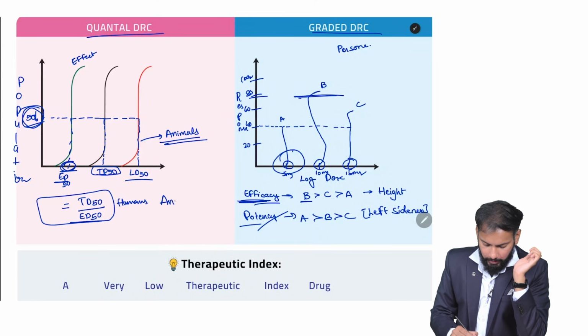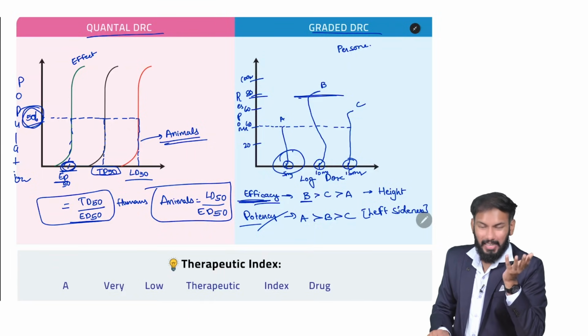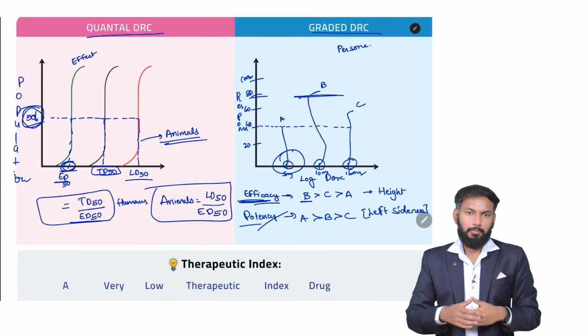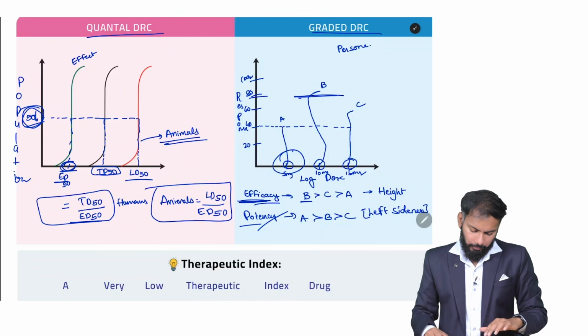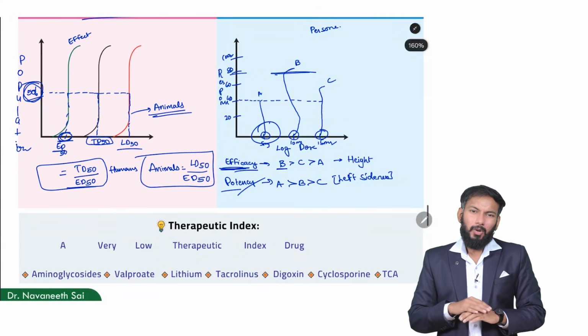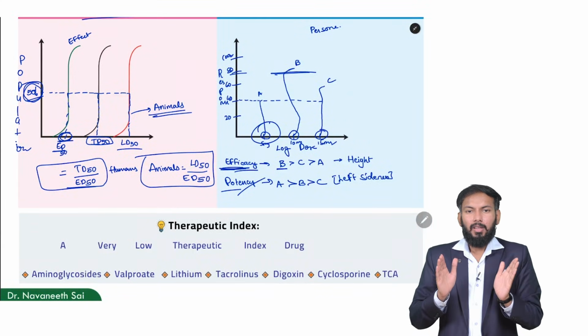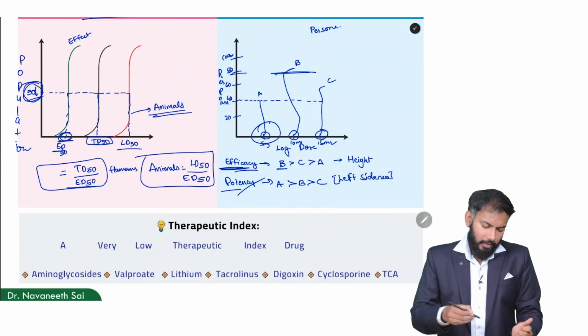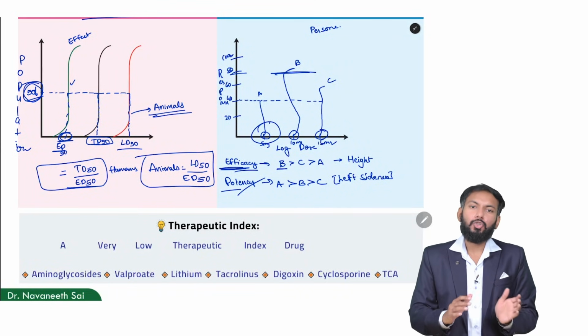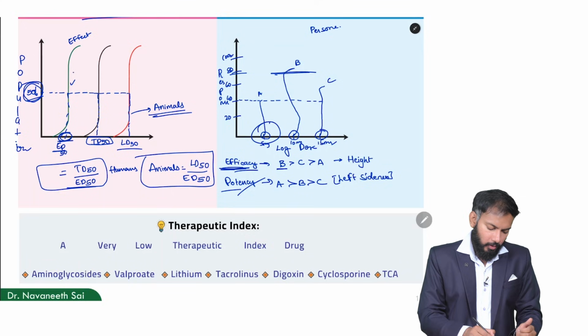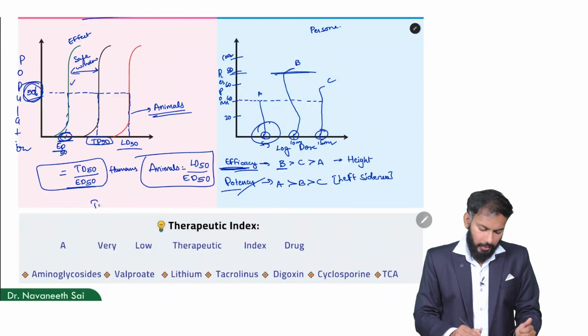If, let us suppose, in animals, it is LD50 by ED50, because it is not ethical to kill humans, no. We cannot check lethal dose. Lethality means death. Now, why is this important? See, therapeutic range means the dose should be in such a way that there should be effect, but it should not cause side effects. So this is the safe window that we want in a drug. This is what we call therapeutic index.